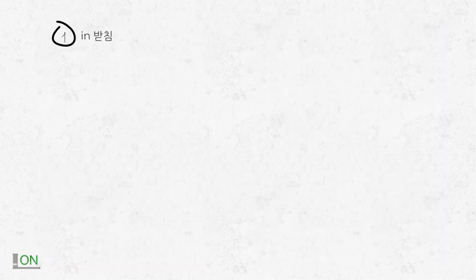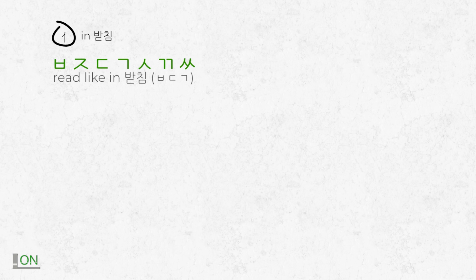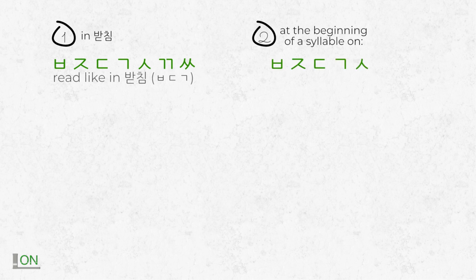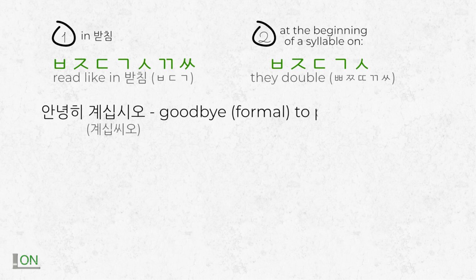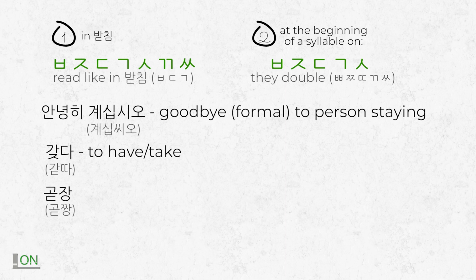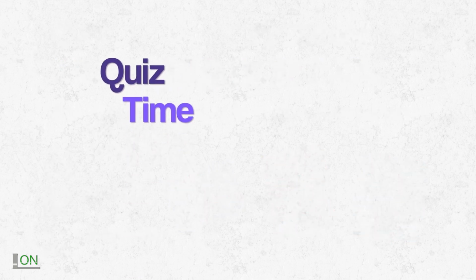So if in Pachim there are letters P, Ch, T, K, S, they're going to be read like in Pachim. And there are three variants of these letters: P, T, K. And if after all these letters at the beginning of a syllable there are P, Ch, T, K, S, they're going to double. For example, 안녕히 계십시오, goodbye formally to a person staying. 갔다, to have, take. 구청, directly. 책방, bookstore. And now, are you ready for some quiz time?